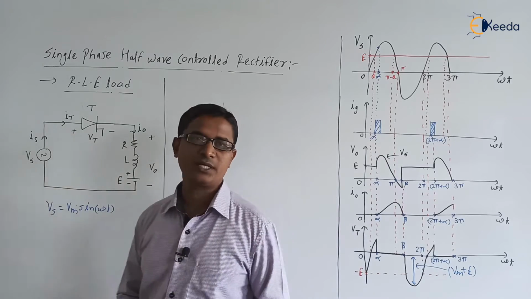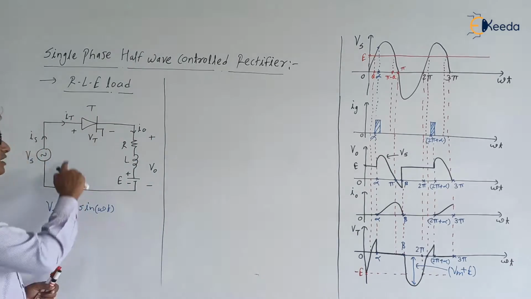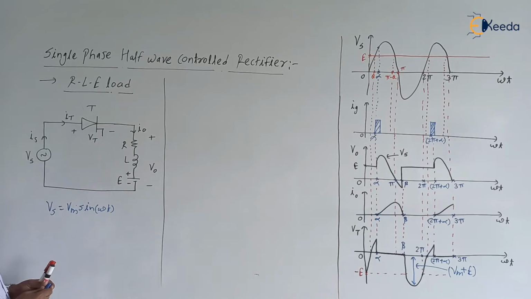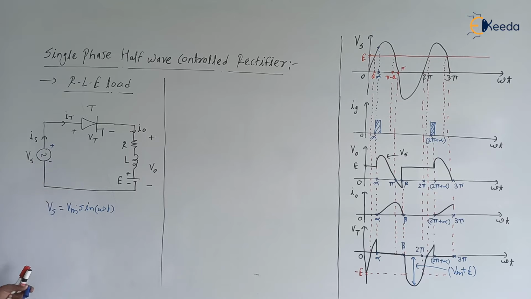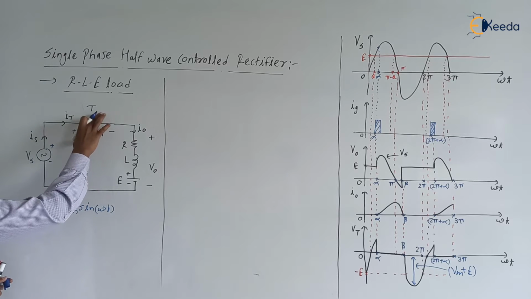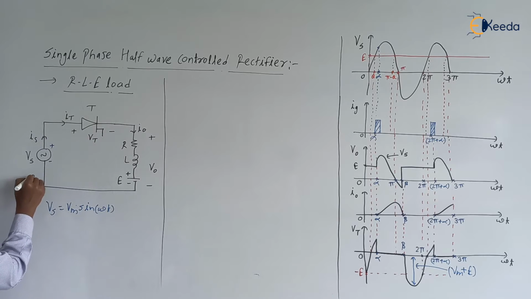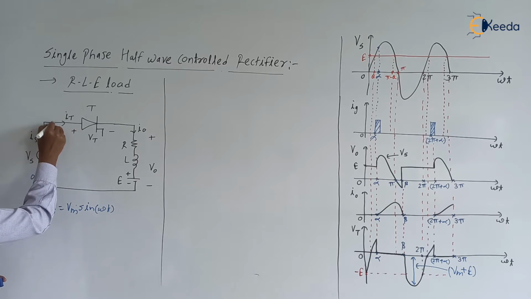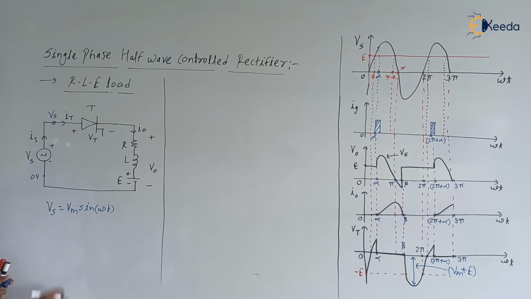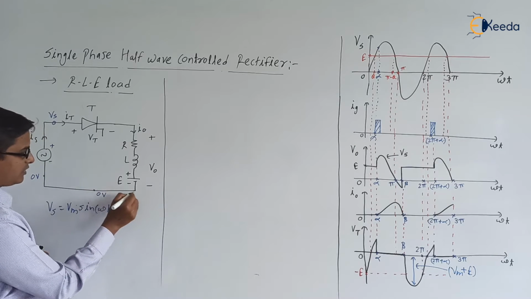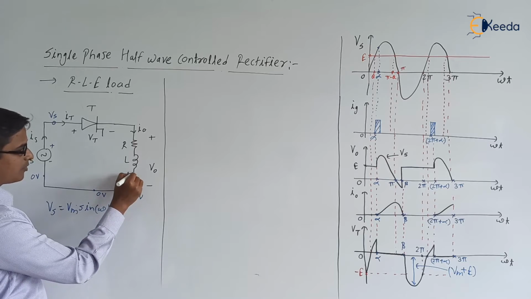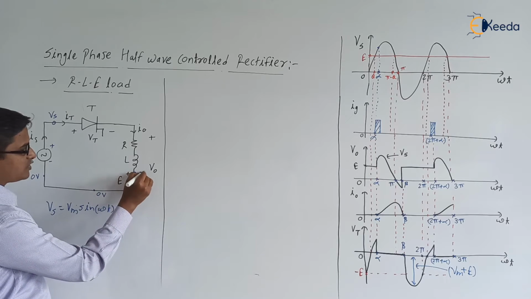Okay. So here initially when thyristor is in the off state, suppose Vs is in between 0 to pi, so Vs is positive, so polarity will be plus here and minus here. As I said, initially thyristor will be in the off state, so let us consider this as 0 volt, right? If this is 0 volt, this will be Vs volt, right? Here it is 0 volt. What about the potential here? Here potential is plus E.